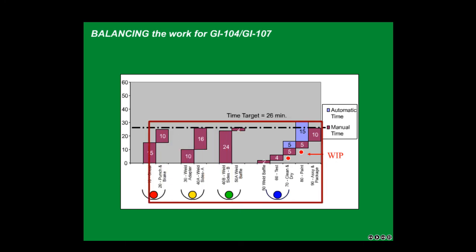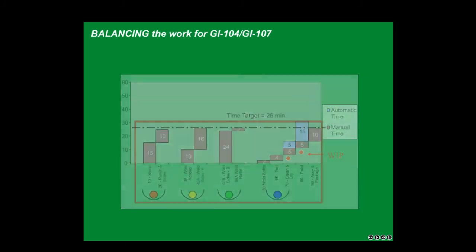As you can see, each operator in the cell will have a balanced workload, and the GI-104, GI-107 model can be produced with the 4 operators, the manpower that was calculated earlier using our Tack Time average weighted cycle time chart. We've shown we can produce the lowest time target product. Now let's do the same with the highest time target product, the GI-175.